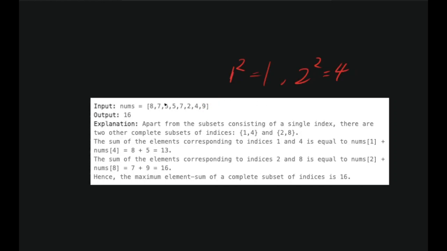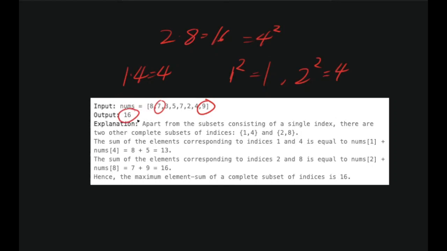But apart from choosing just one element in the subset, there is another possibility: we can choose more than one. For example, 1, 4 is a valid subset because 1 times 4 is 4, which is 2 squared, and also 2 times 8 is 16, which is 4 squared. For 1, 4, remember we are doing one-indexing, so 1 is here and 4 is here. 8 plus 5 is 13, and another possible subset is 2, 8, so 2 is here and 8 is here, so 7 plus 9 is 16, and 16 is larger than 13. It happens to be the largest, and that's why we return 16.